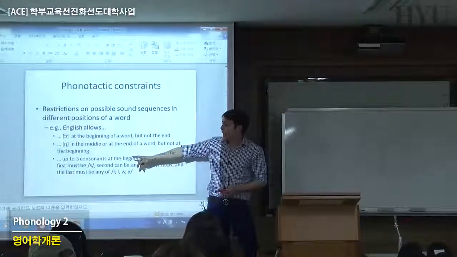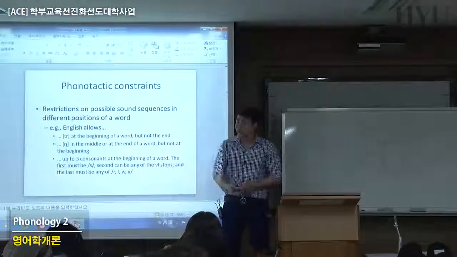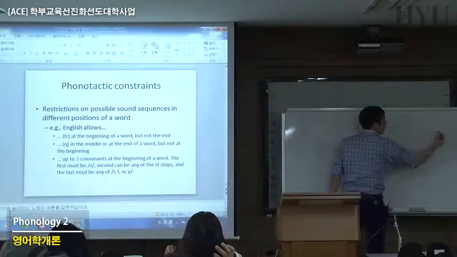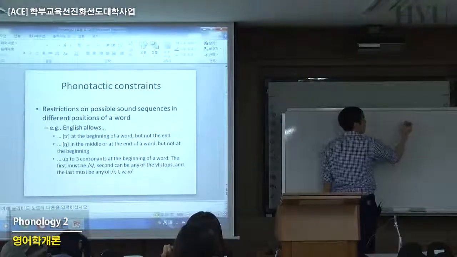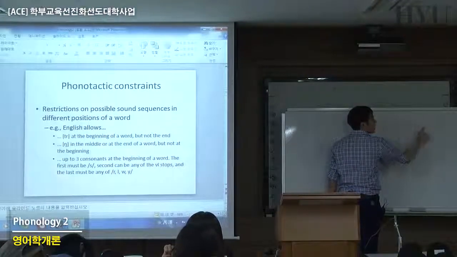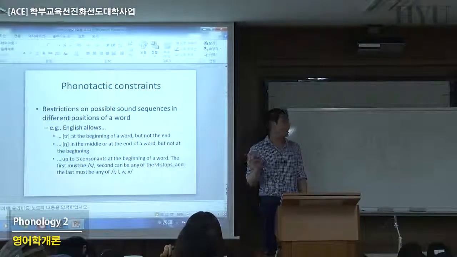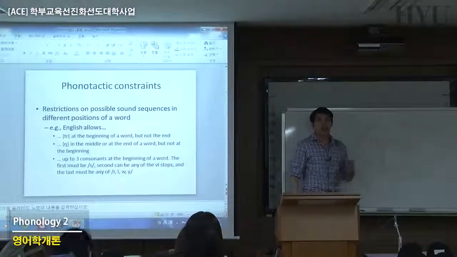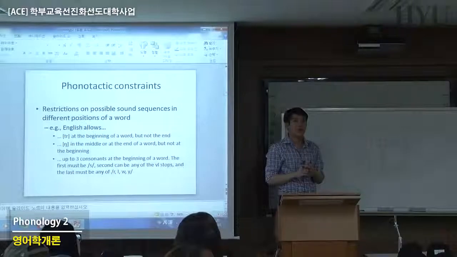In English, we can have up to 3 consonants at the beginning of a word. So up to 3. 1, 2, 3 in the beginning of a word, okay? So we have C, C, and C. Consonant, consonant, and consonant. That's the maximum number that you can have in English. But it's not like you can have anything in this position.